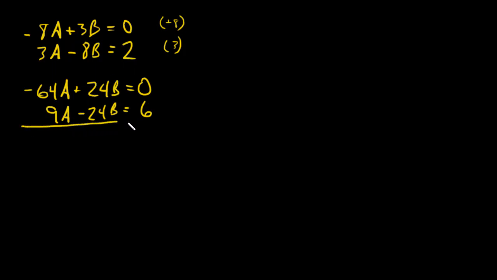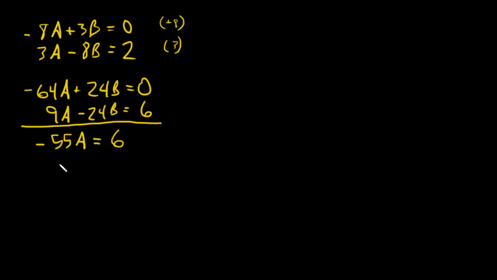So now when I add them together, I'm going to drop it out and wind up with the 24b's canceling, and I have negative 55a equals 6. Does that look right? Seems strange. Negative 64a, 24b, 0, 9a, negative 24b, positive 6. I guess that's right. That's not what I have on my paper, but I may have solved it incorrectly. Oh well, no big deal.